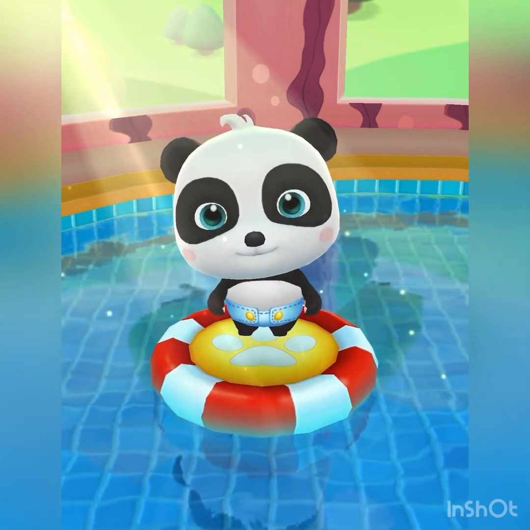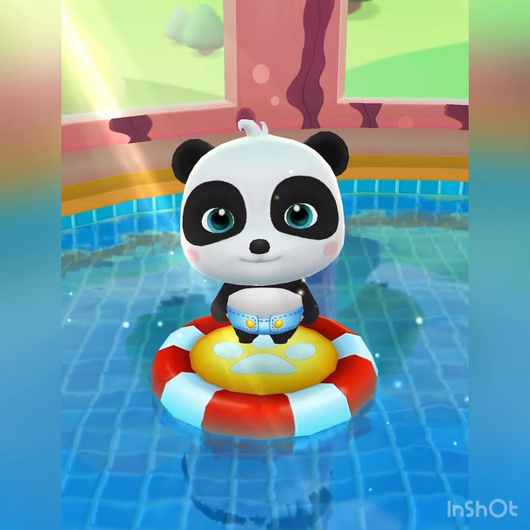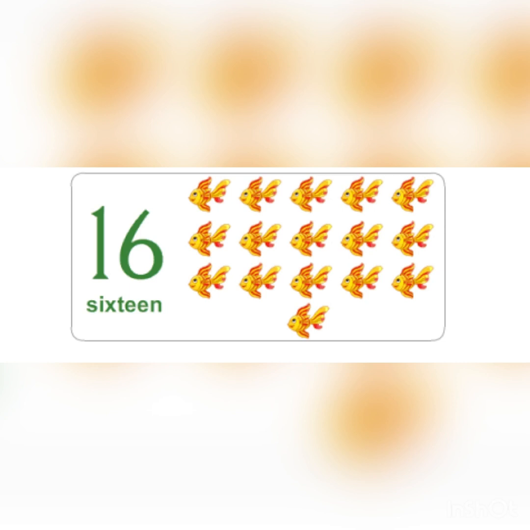Now, let's learn a number name. Do you know which numeral this is? 1, 6, 16. Now let's count the fishes that you see in this picture. 1, 2, 3, 4, 5, 6, 7, 8, 9, 10, 11, 12, 13, 14, 15, 16. There are 16 fishes in the picture.